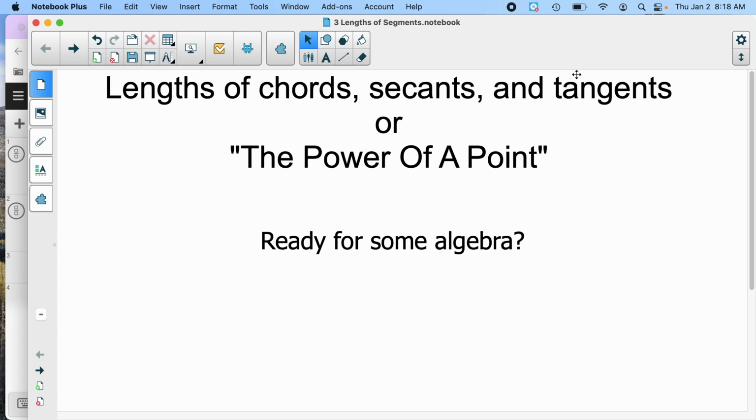Lengths of some of these segments that we draw in circles. We're not talking about arc measures anymore. Now we're talking about a physical length. And this is kind of a neat thing. This lesson actually has a famous name to it. It's called the power of a point. And yeah, we're going to do some algebra today.